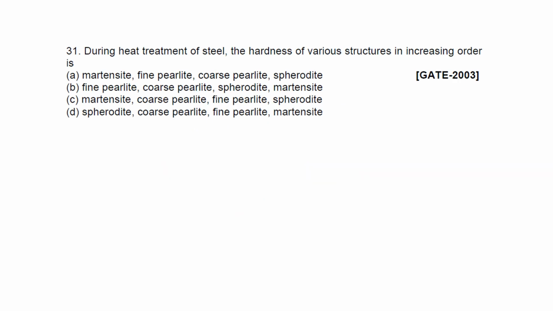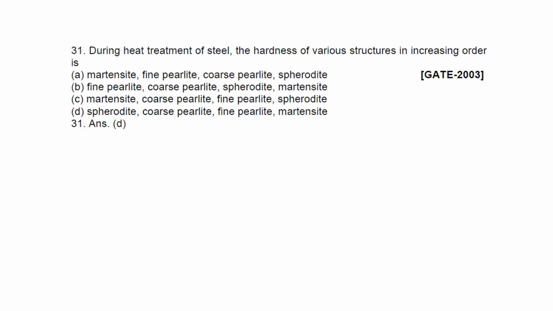Okay, so this question came from GATE 2003. Let's read that. During the heat treatment of steel, the hardness of various structures in increasing order is: martensite, fine pearlite, coarse pearlite, spheroidite. So they are asking for the sequence. They are shuffling these in the options. We'll see what the answer is. During heat treatment, the hardness of various structures in increasing order.